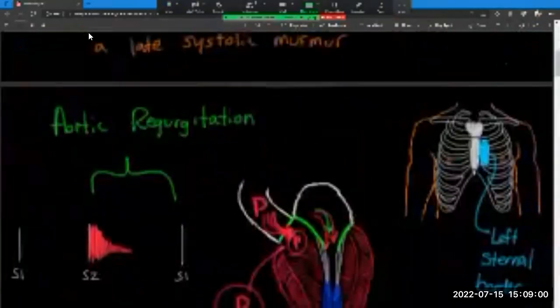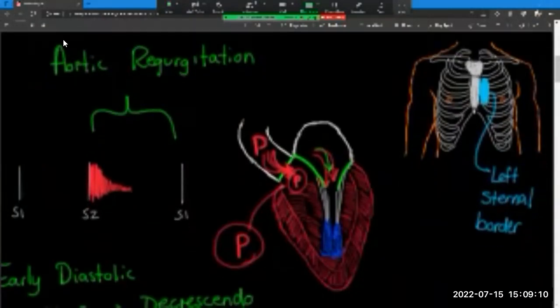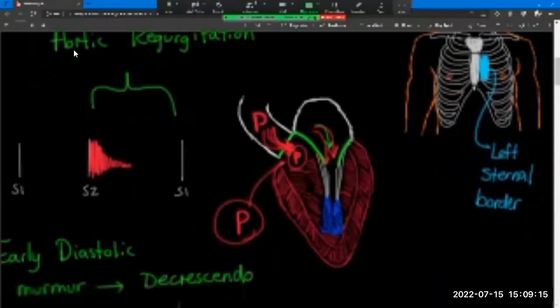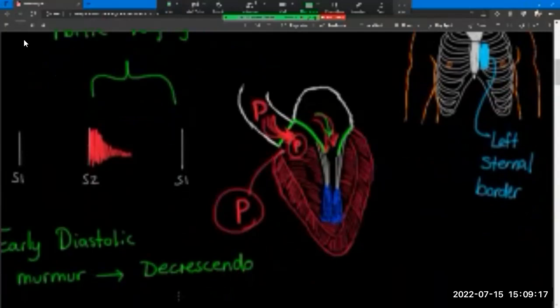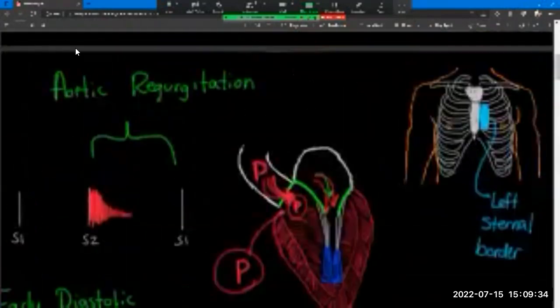Then we have the aortic regurgitation. It's when the valve opens, blood goes to the ventricle, and then when it goes out, it regurgitates, aka comes back. So we have an early diastolic murmur, and because it goes from the higher pressure to the lower pressure, that's what's happening. But then the pressures start getting equal, so you have less and less blood flow. So that's why it's a decrescendo. We can hear that in the left sternal border.